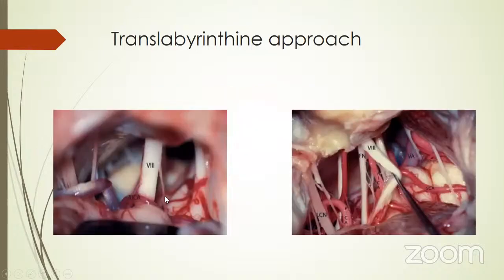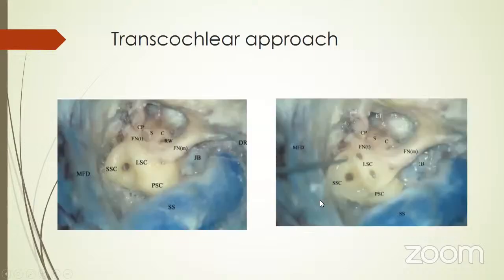So these are other pictures, what you can see, the acousticofacial bundle. And this is when we go, depending on the size of the tumor, you can widen the approach in the translabyrinthine approach. So this is another picture. And in case of larger tumors, you can increase the size of the approach. In the translabyrinthine approach, the essential difference is we have to maintain the posterior canal wall.